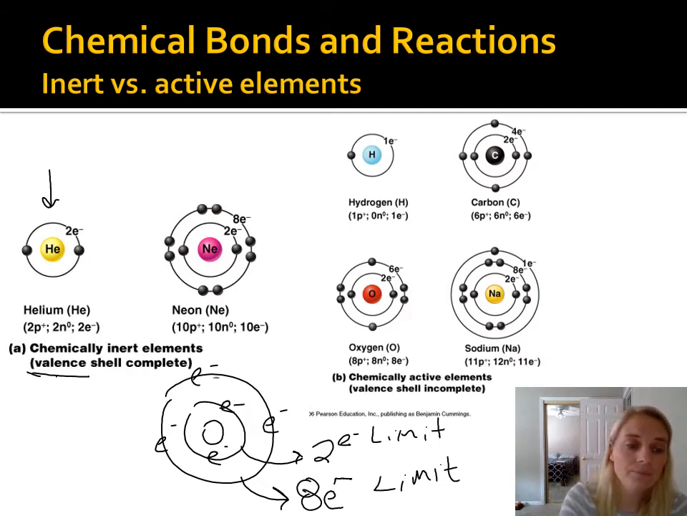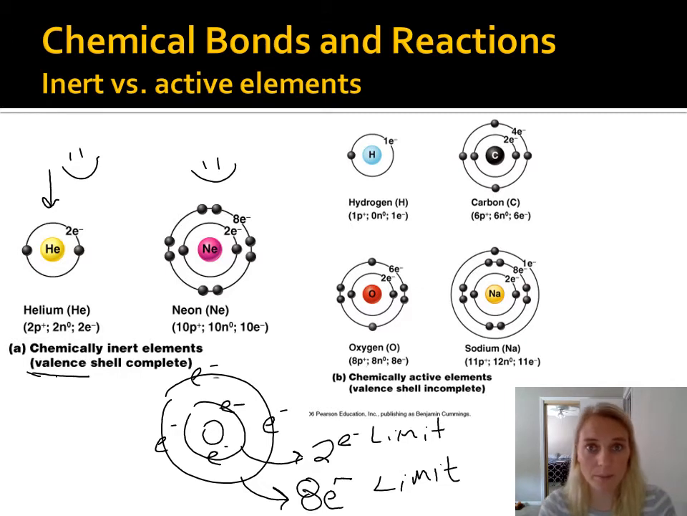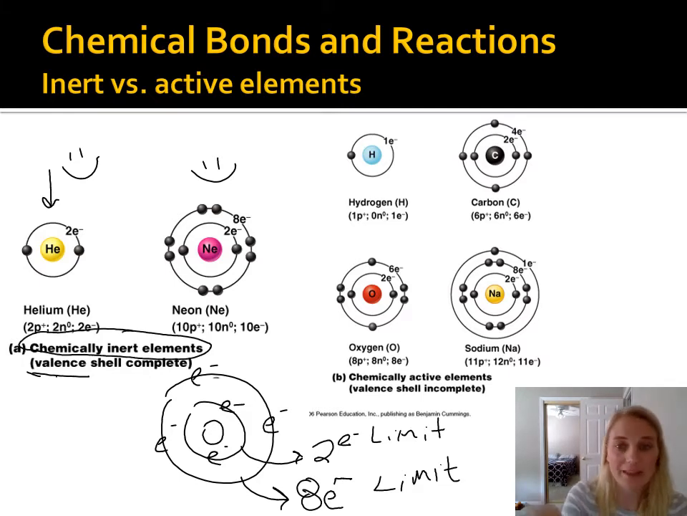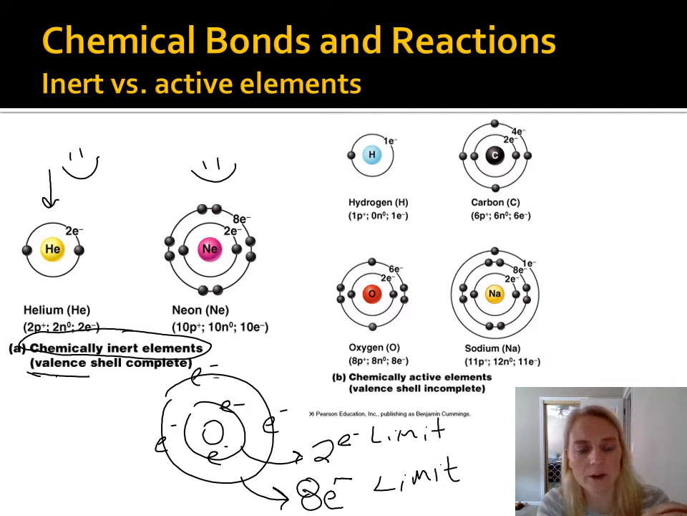So helium is happy. Neon is happy because if we look at its outermost shell, it has 8 electrons. It's not going to react with anything else because it doesn't need electrons. It doesn't need to give away any electrons. It doesn't need to borrow any electrons. It doesn't need to share any electrons. It's good. So these are called chemically inert elements, and they're all listed on that far right-hand side of the periodic table. So helium, neon, argon, radon, all of those are called noble gases or inert gases.